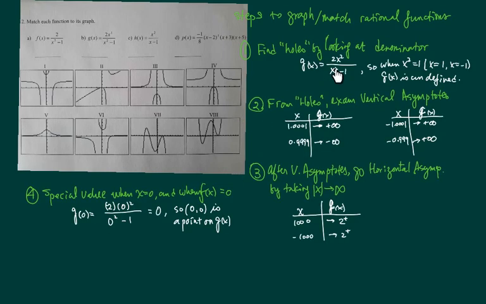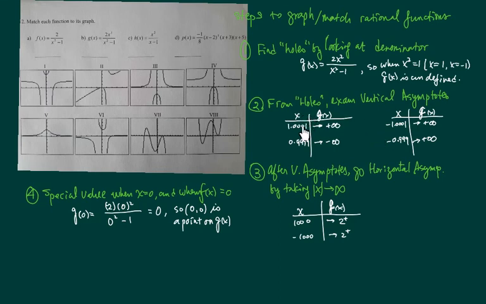Alright, so let's go through each one of the steps. By finding holes first, we'll take the function and take a look at the denominator where it's undefined. When the denominator is equal to 0, we solve for that special value, x equal to 1 and minus 1. That's when the function is undefined. As you can see, the function breaks up at plus and minus 1. That will eliminate quite a few graphs for us.